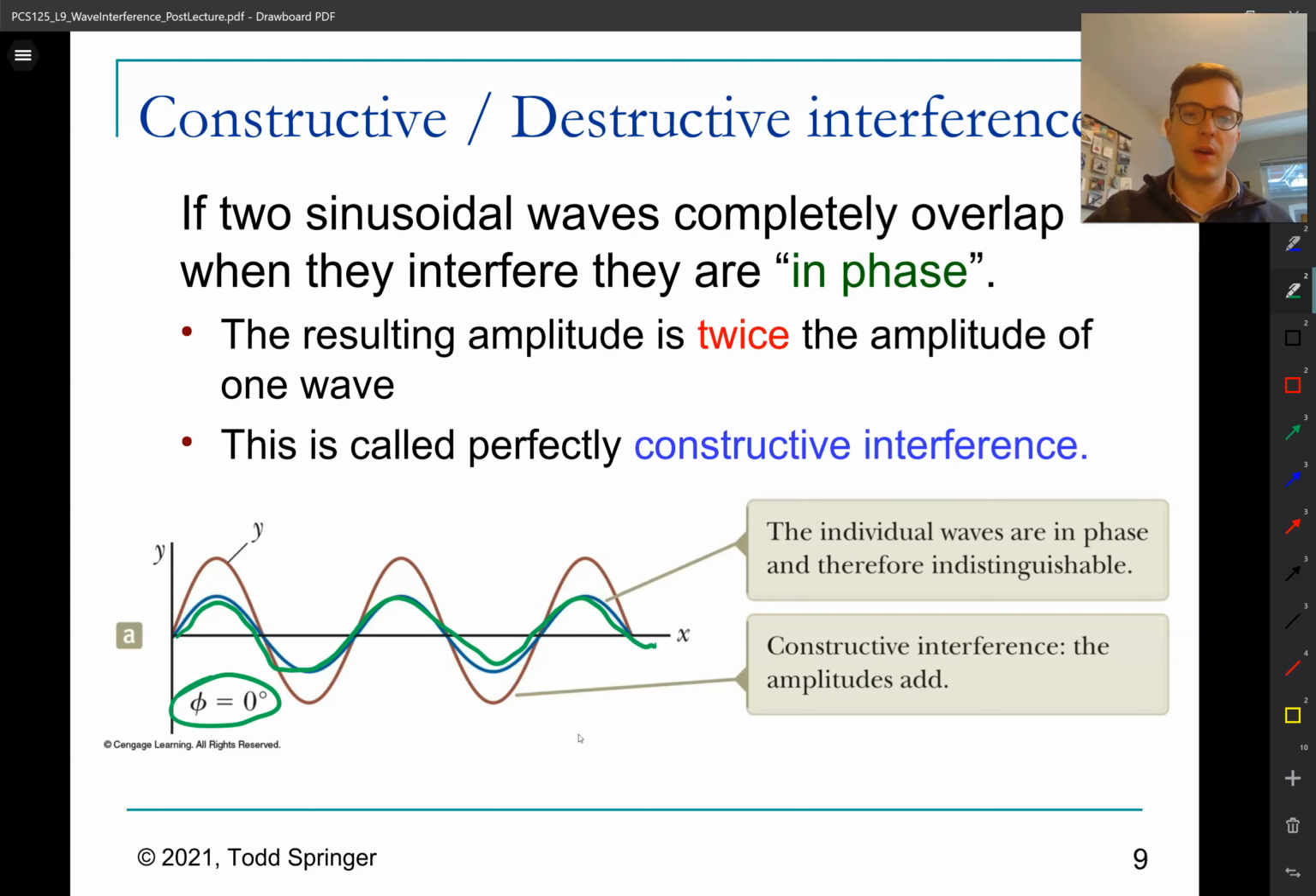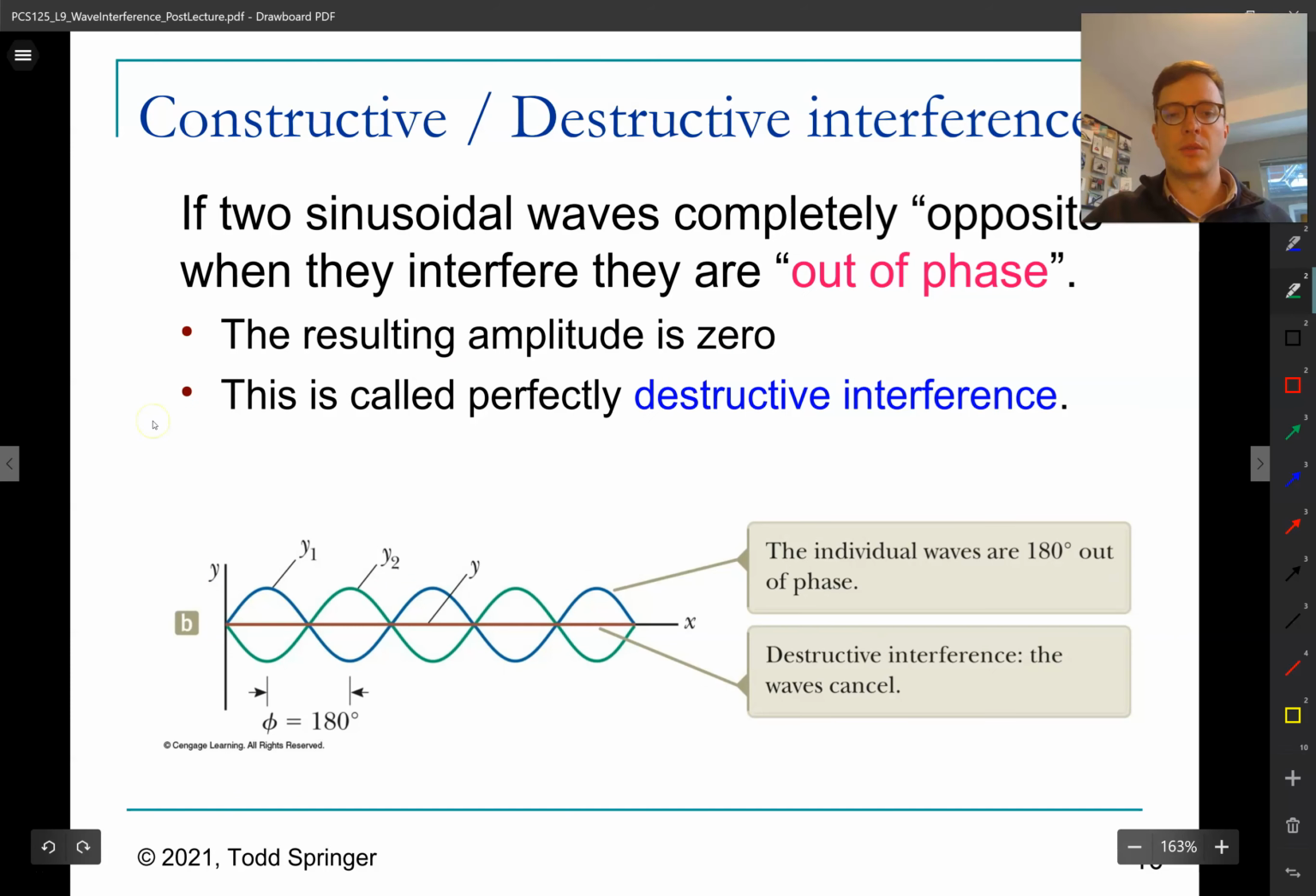Now, when the two cancel out, that's when the waves are sort of opposite to each other. Now you can see the two waves. There's a blue one, called Y1, and a green one, called Y2. You can see that everywhere the two waves are opposite to each other. So when I add them together, I end up with nothing. This is what we call destructive interference. This happens when the two waves are completely out of phase. The phase difference between the two waves is 180 degrees. One wave is 180 degrees out of phase compared to the other one.